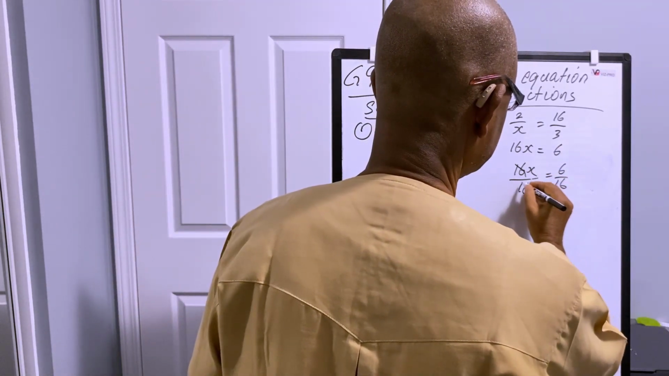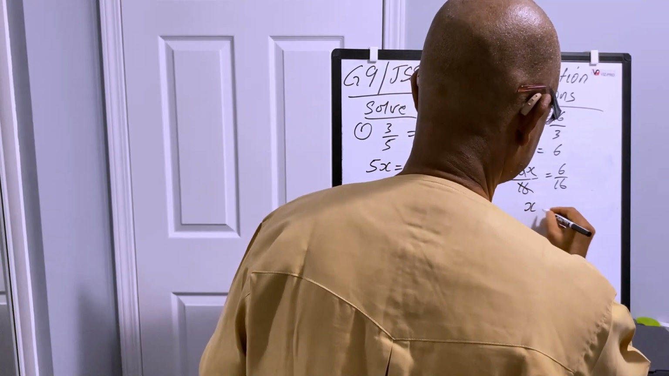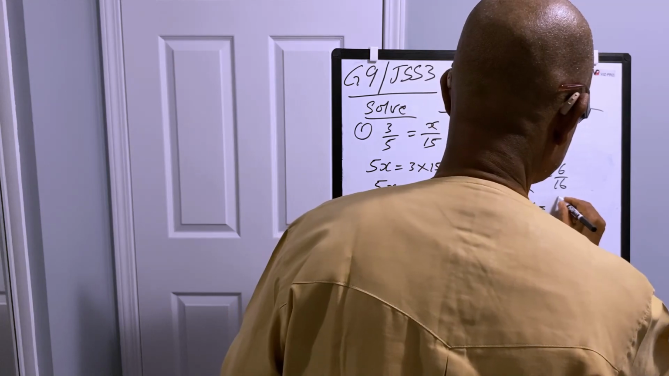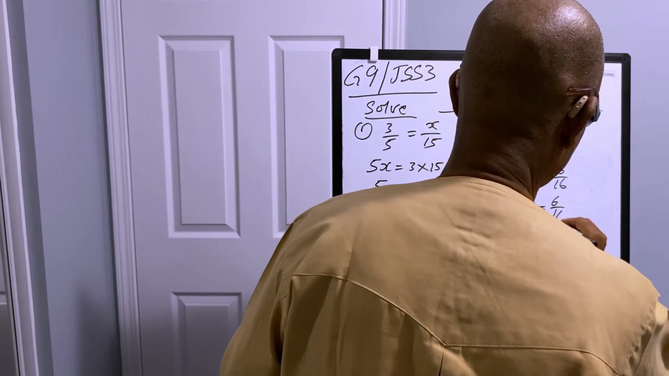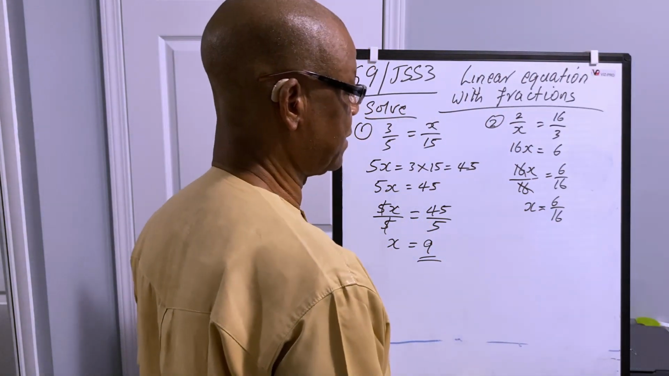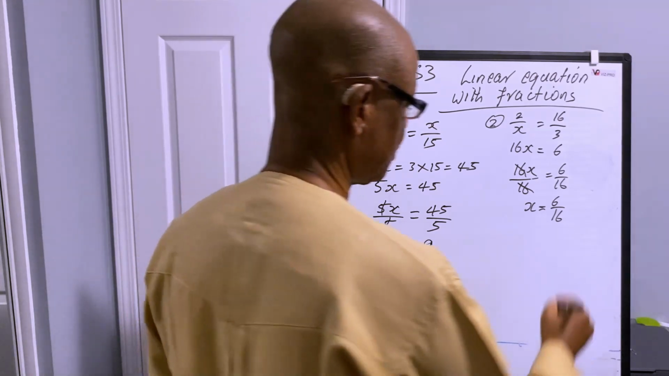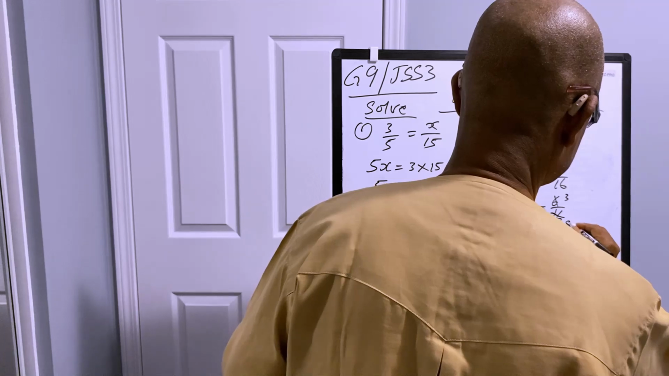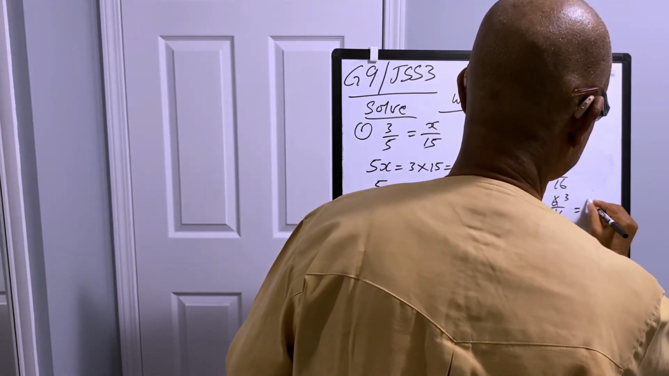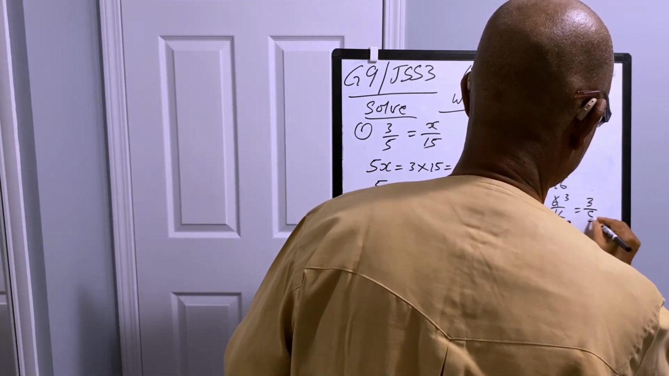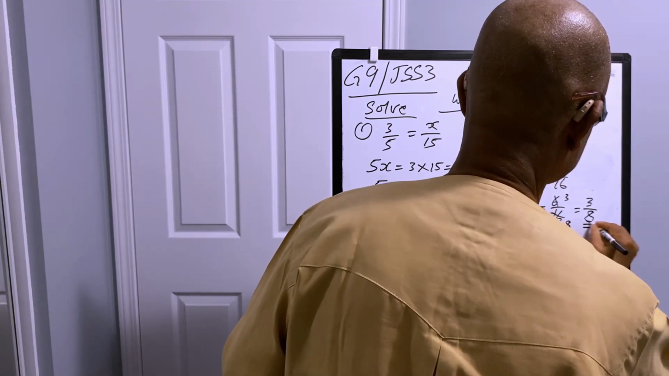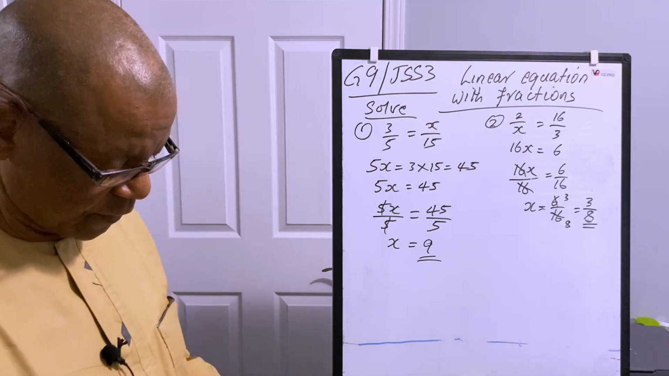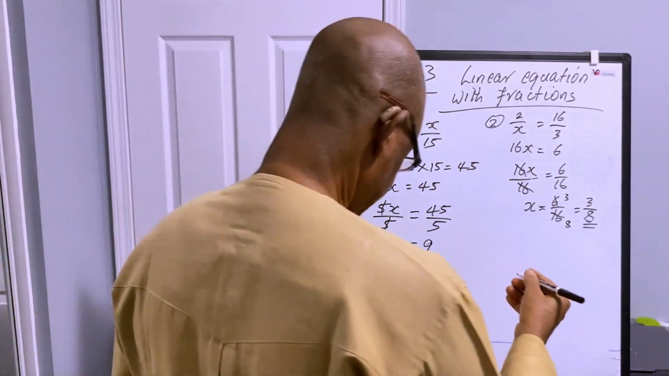So 16 cancels 16. We now have x singled out. And so this is 6 over 16. We simplify. Something can divide, a common factor, and that is 2. 2 here will give us 3, and 2 here will give us 8. So our answer is 3 over 8. So x is 3 over 8 in this particular question. Example 3.